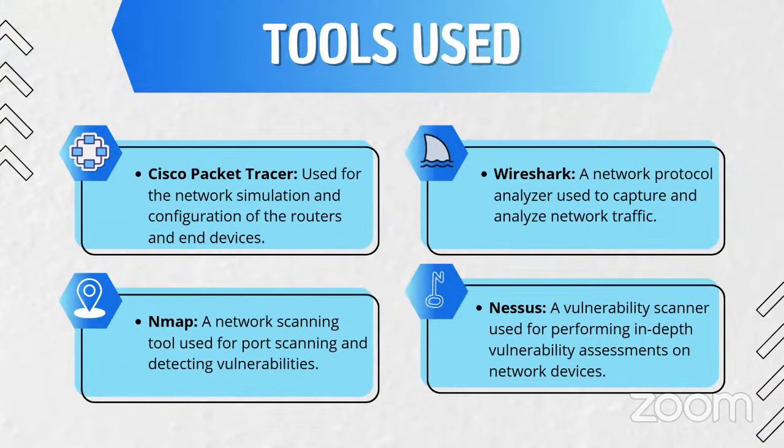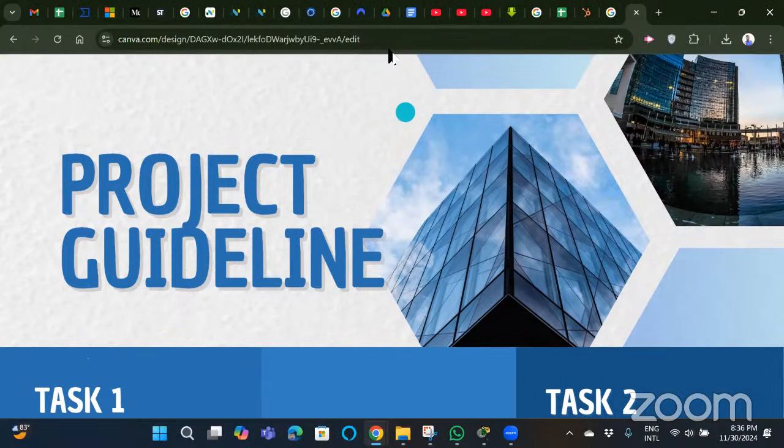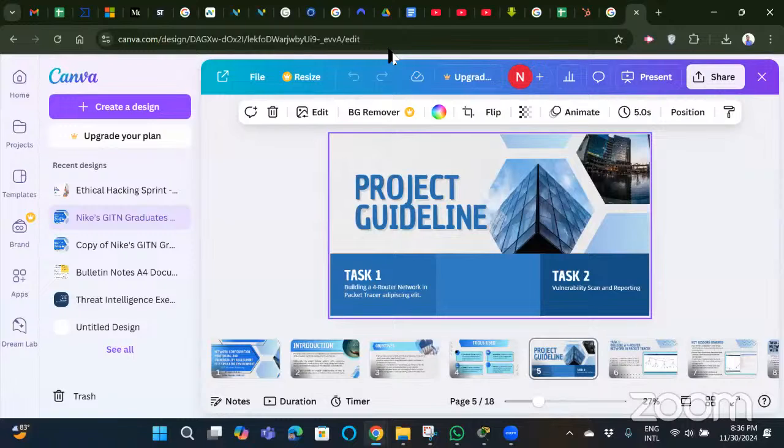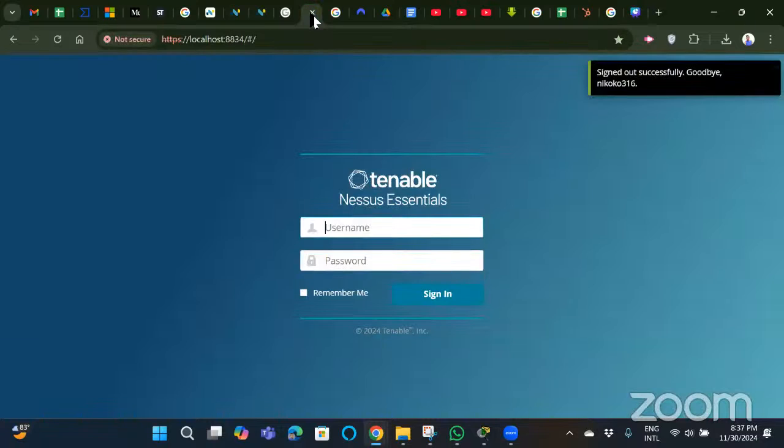The tools used for this task are Cisco Packet Tracer, Wireshark, Nmap, and Nessus particularly. I'll be talking on two projects: the first task is to build a network on Packet Tracer, and the second one is vulnerability scanning. So that I do not bore you too much, let me show you how you can use Nessus to scan your network and find the vulnerabilities of what is going on in your network system.